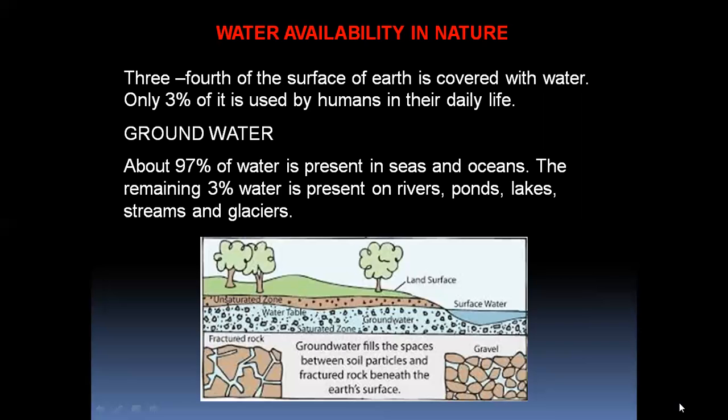So what is groundwater? All of you know the water present in the ground is called groundwater. About 97% of water is present in seas and oceans. The remaining 3% of water is present in rivers, ponds, lakes, streams and glaciers. What are glaciers? Nothing but water in the form of ice. Look at the picture, how the groundwater is present.